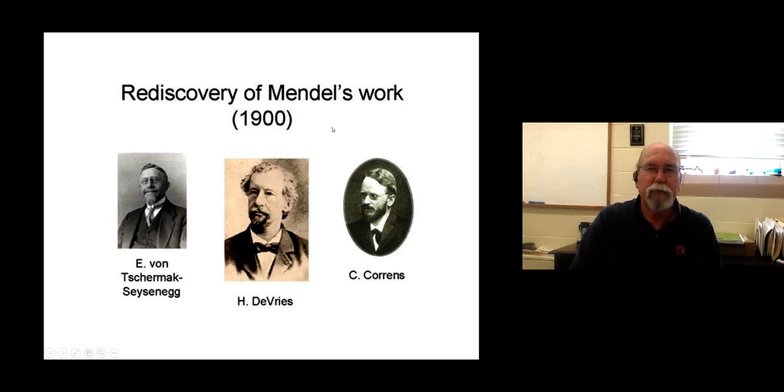Now this started a flurry because by this time, 1900, we knew there was chromatin. We still didn't know how DNA really worked or anything, but we knew there was chromatin. We knew that there were things going on that we could understand about genetic systems. We could do crosses.